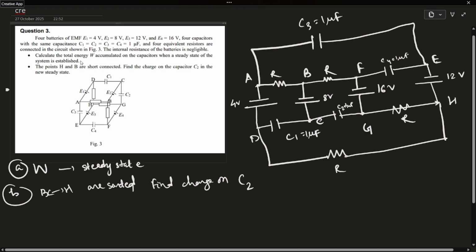So the first part is to find the total energy accumulated on the capacitors when the steady state of the system is established. When the steady state is established, the capacitors will be fully charged. So they can't conduct electricity because they are fully charged. They behave like an open wire, open circuit. So let's draw the circuit diagram when there is steady state.